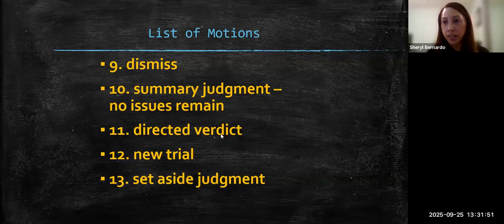Motion for a directed verdict. That is usually if the plaintiff, or even the prosecution, did a very weak and not convincing job of proving to the jury that the defendant is guilty.